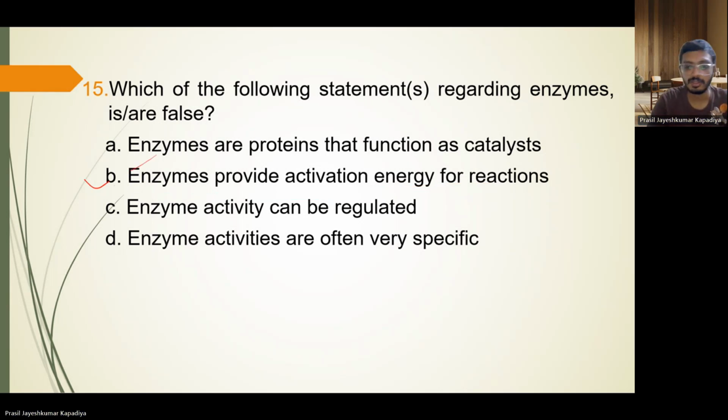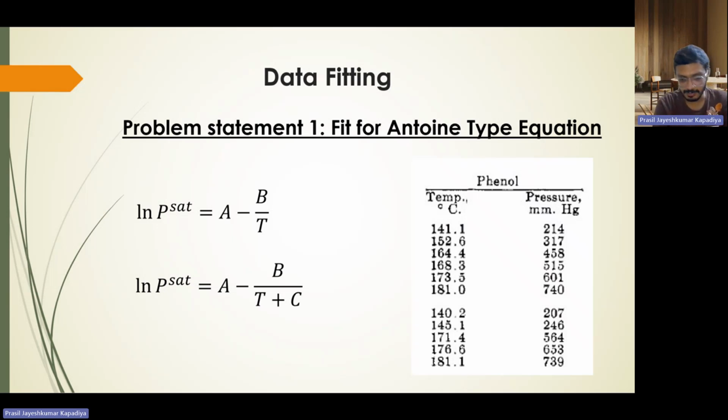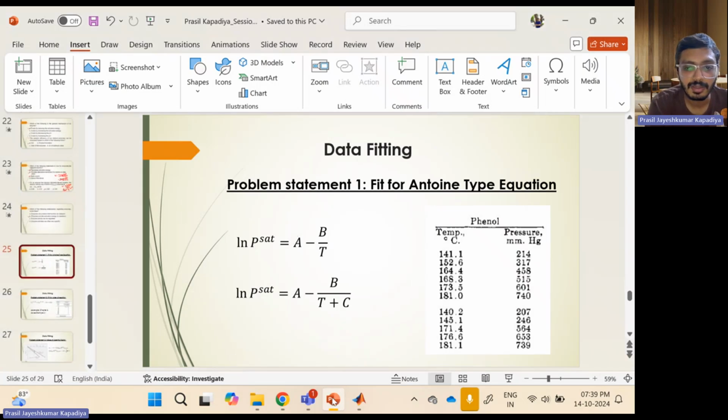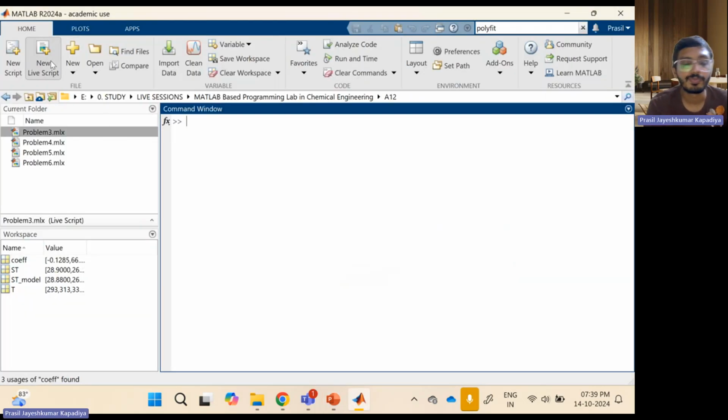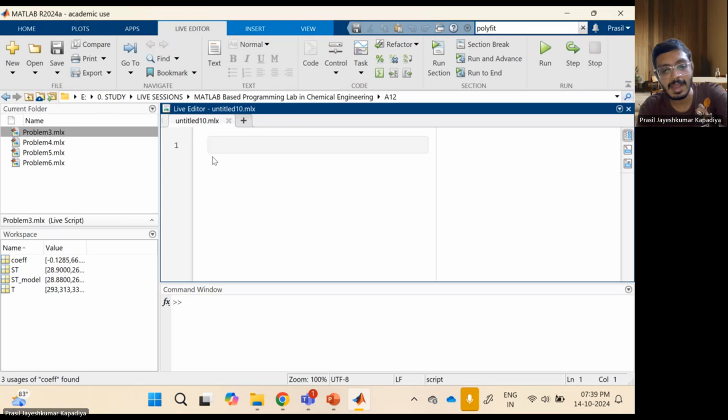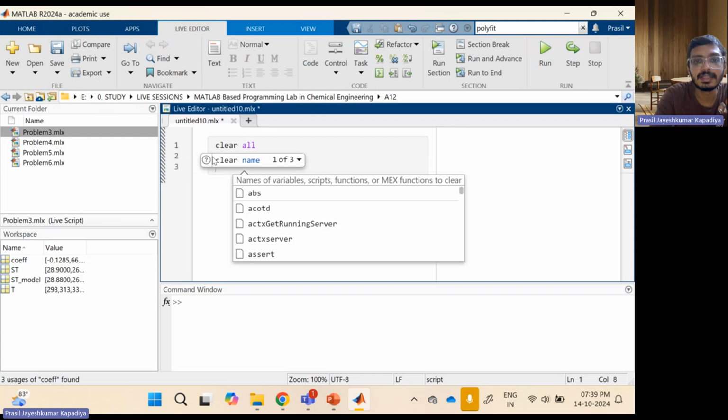Okay, I have some more problems. Let's try to solve this. So we are supposed to fit this temperature versus pressure data in this Antoine type equation, ln p is equal to a minus b by t plus c, and we need to find the constants a, b, and c. So let's try to do that. A similar problem we can solve using lsqfit. Let's clear all and clc.